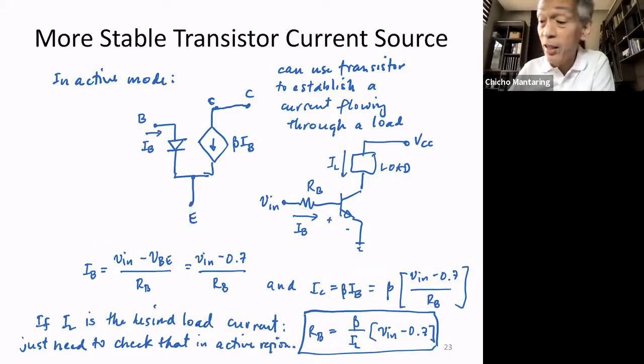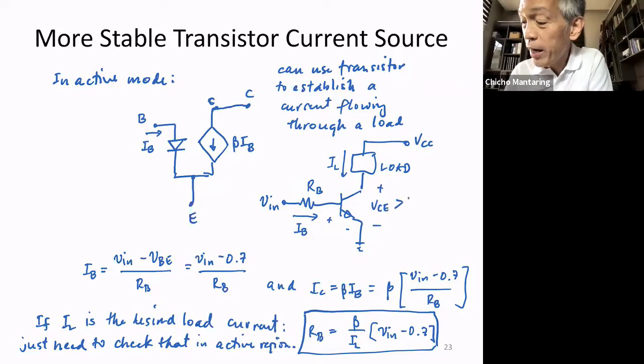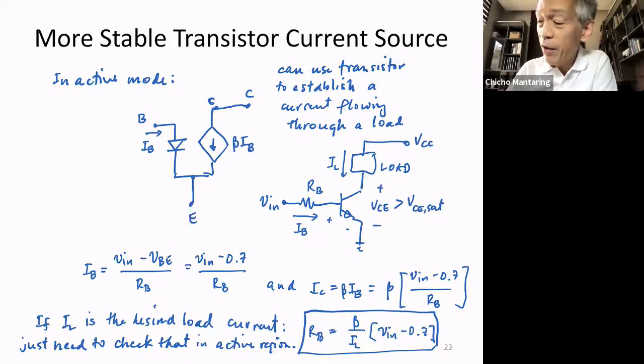And how do you know that it is in active region? If VCE should be greater than VCE SAT, no? You have to check that VCE is greater than VCE SAT. Because if VCE is less than VCE SAT, then you know that it is no longer in the active region, it is already in saturation. And your formula, beta IB, is no longer valid. In other words, this is no longer the correct model for your transistor.